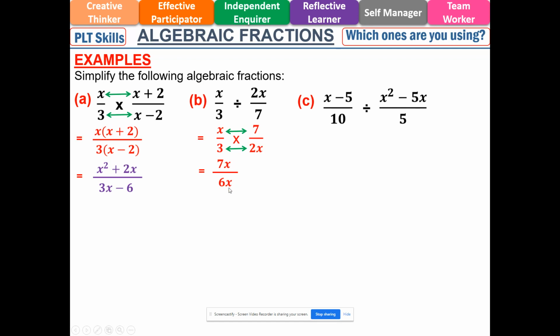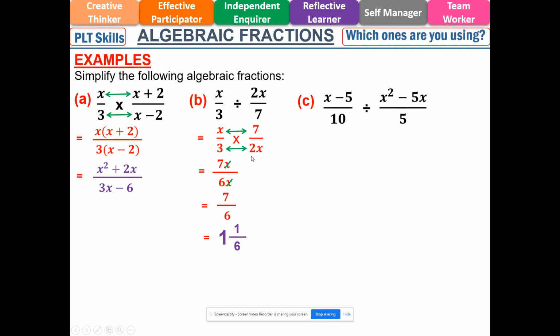Notice I have a common factor, x. Dividing by x on both sides would give us 7 over 6, which is an improper fraction, which can be further written as a mixed number, 1 and 1/6.